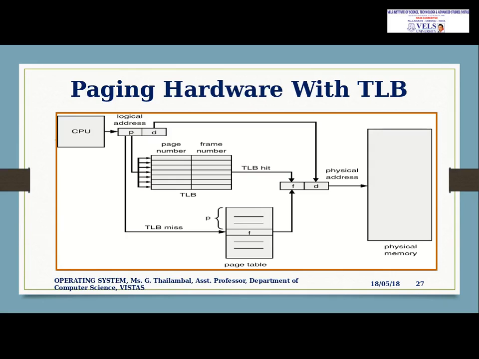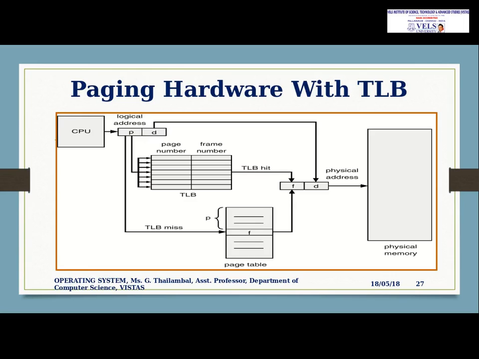See this diagram, CPU is giving a logical address, the page number is given. So the page number needs to be first checked in the TLB. In the TLB, if it finds that page number and the corresponding frame number, then it is called a TLB hit. That means it has found that particular page in the TLB itself. It doesn't need to do that process again. So it is called a TLB hit. Once it finds the frame number, the displacement is added and the corresponding physical address is fetched from the physical memory.